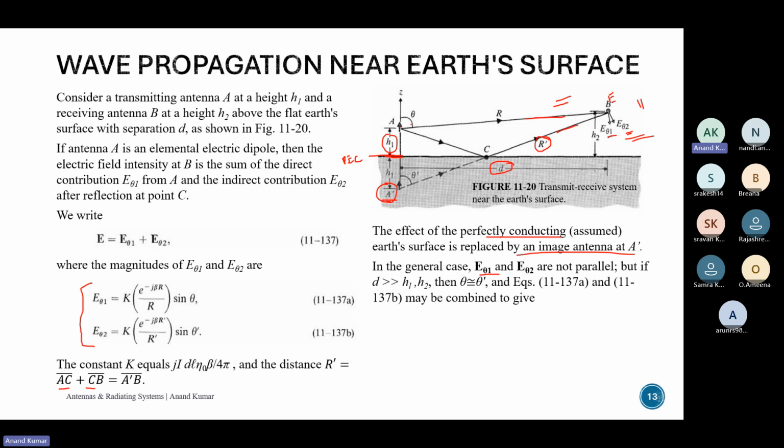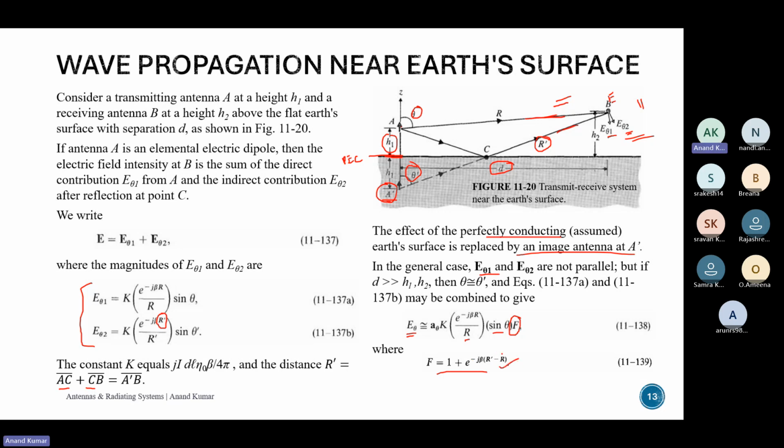And in that case also, when these lines become parallel, this theta dash and theta will also be considered parallel. So doing this approximation, we can write the final electric field E theta equals k times e power minus j beta r by r and sine theta and F. But this F factor is basically this r dash thing over here. So this is 1 plus e minus j beta (r dash minus r).